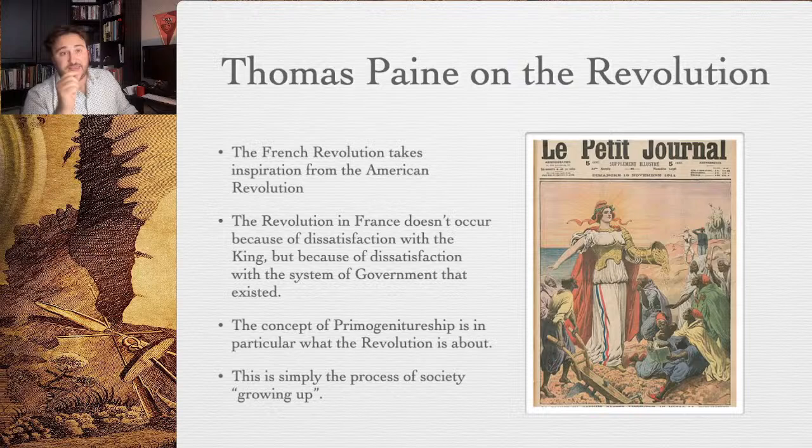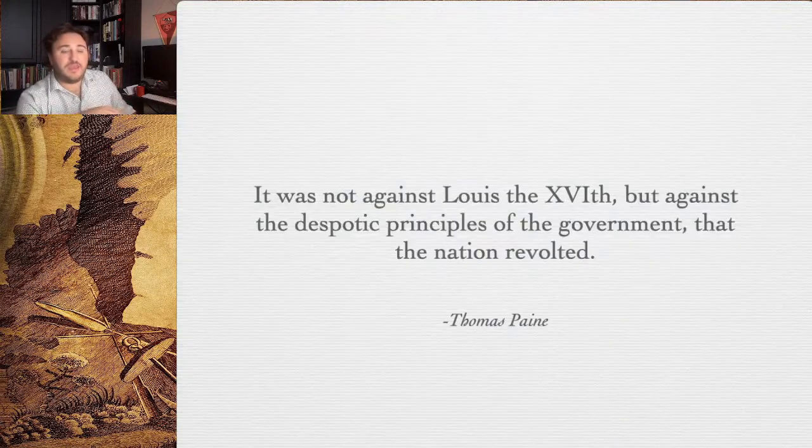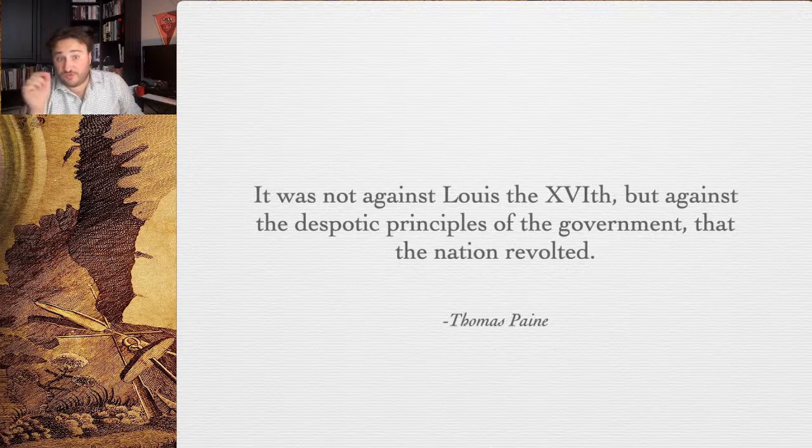Specifically, they take issue with that thing that I mentioned all the way at the start of class: that monarchies are just not effective systems of government. What he calls primogeniture, the idea that power is inherited. The French Revolution isn't against the king. It's against the concept of having a king. He writes, it's not against Louis XVI, but against the despotic principles of his government that the nation revolted.